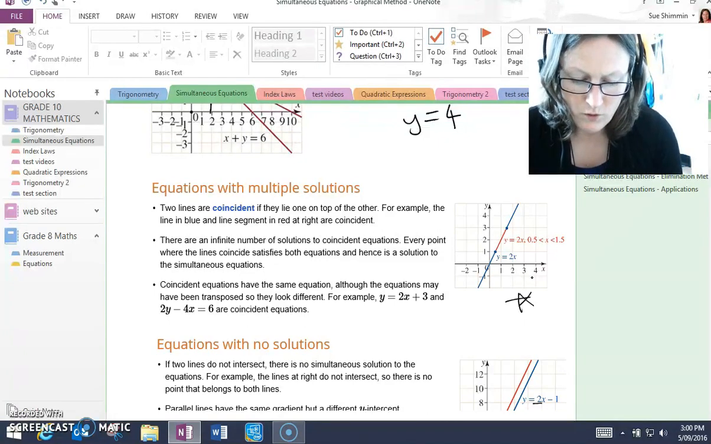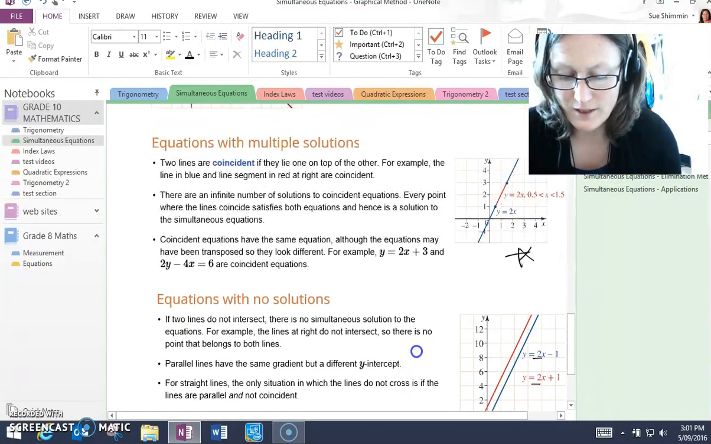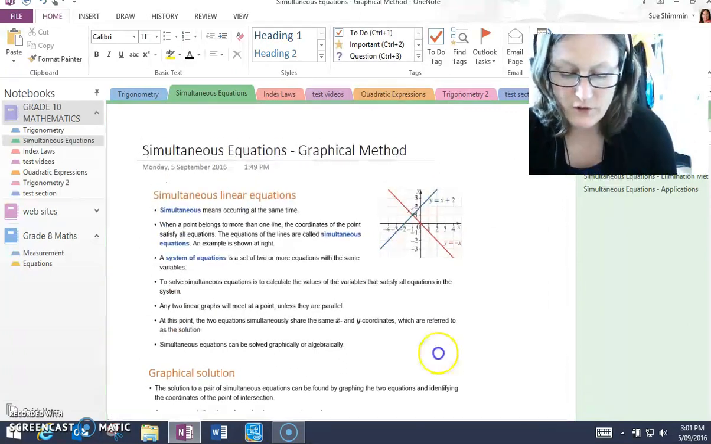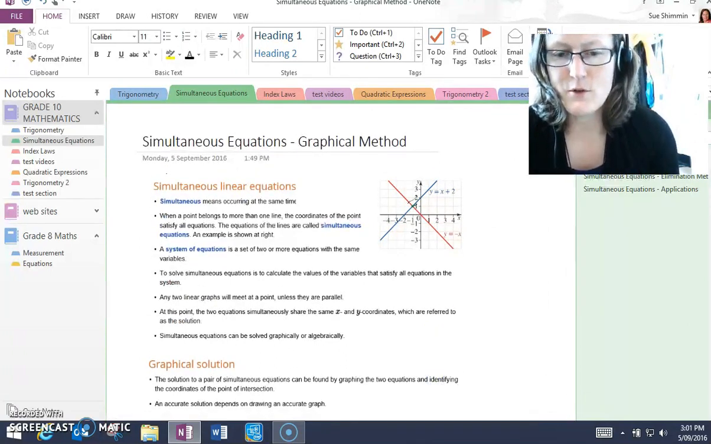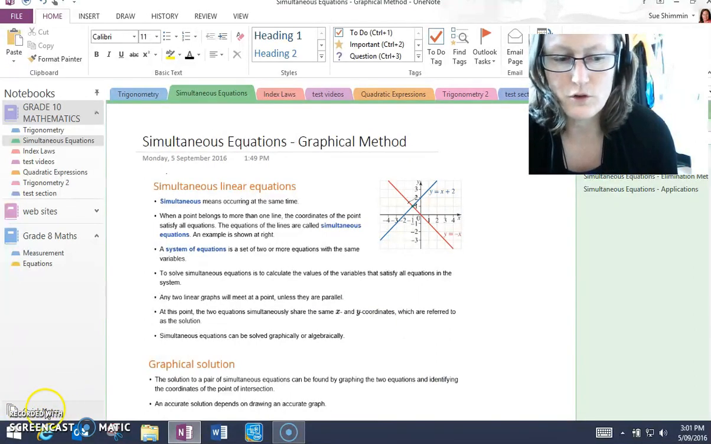To read up more on equations with multiple solutions and equations with no solutions, it's written here, and that's straight from your textbook. So this video just goes over how to solve simultaneous equations graphically. We'll now move on to other ways to solve simultaneous equations.